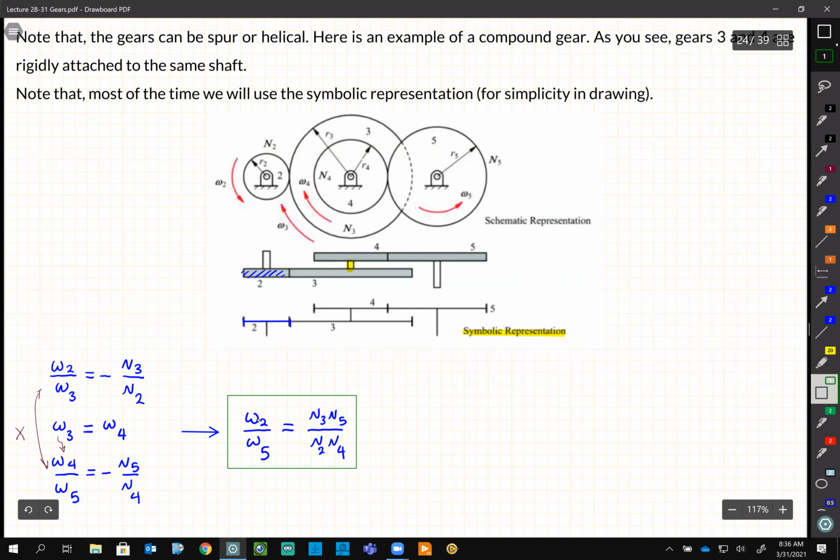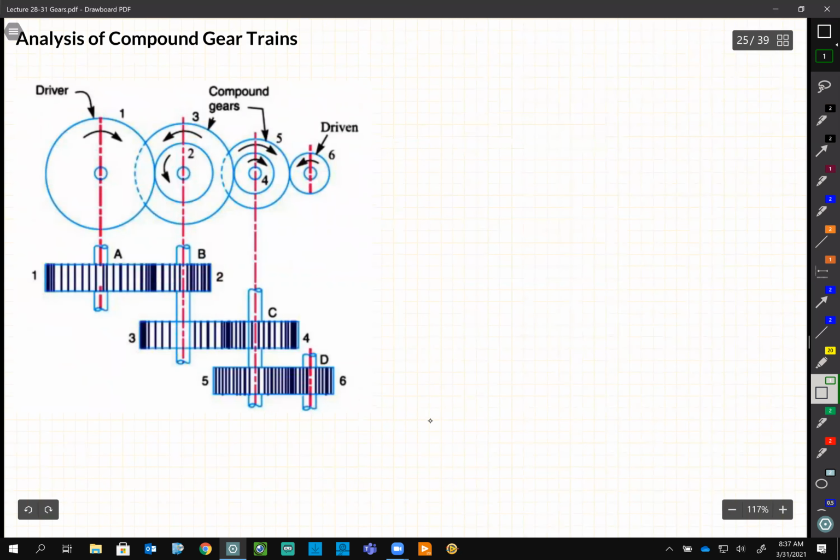If you look at omega-2 over omega-5, on top I have the even numbers, omega-2, and at the bottom I have N2, N4. And omega-5 is the odd numbers, and here I have N3 and N5, odd numbers. That's some way to check it. However, it's so simple that hopefully you're not going to make mistakes. If you guys have any question, please let me know. Otherwise, I assume that this is easy for you, and I'm going to just move on to the next.